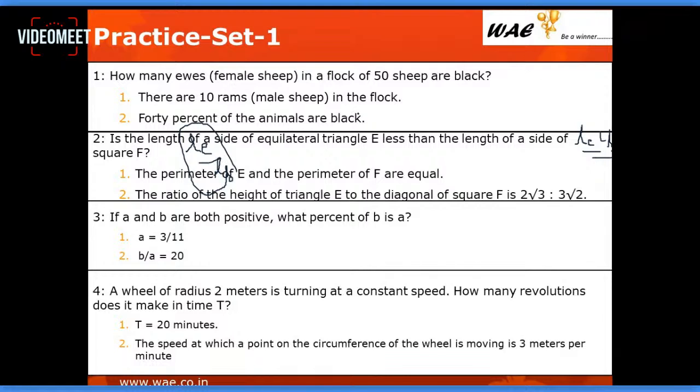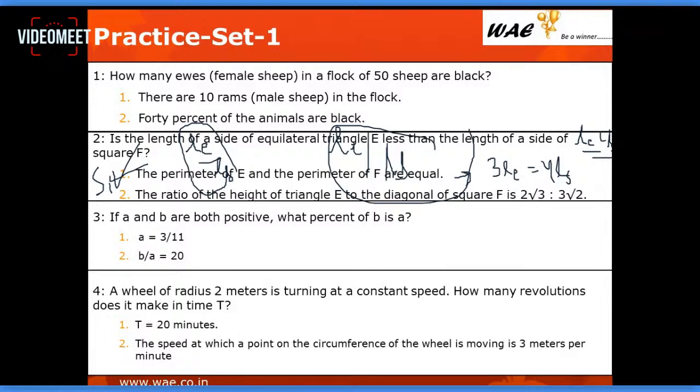Very true. So let's see how we would get it. The perimeter of E and the perimeter of F are equal. What does this mean? The perimeter of the equilateral triangle, 3 times the length of the equilateral triangle, is equal to the perimeter of the square, 4 times the length of the square. This will give you the value of LE upon LS, which is what you are searching for. If you get LE upon LS, your question would be solved. So we are getting that in the first, so S1 alone is sufficient.